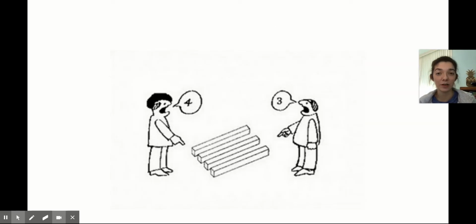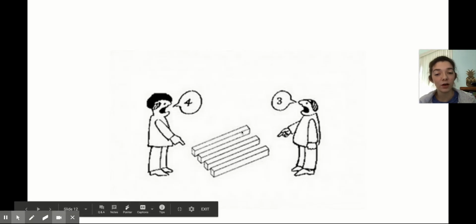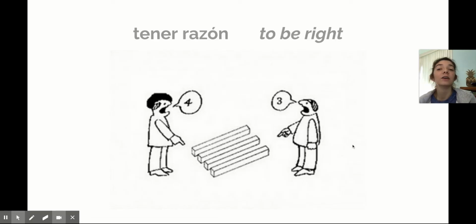Okay, this one's my favorite. Everybody loves it. Are there 4 blocks or are there 3 blocks? And if your eyes are deceiving you, it's okay. Tener razón. Who is right? Is this guy right or is this guy right? Tener razón. Repítame. Razón. To be right. Tener razón. Who is right?